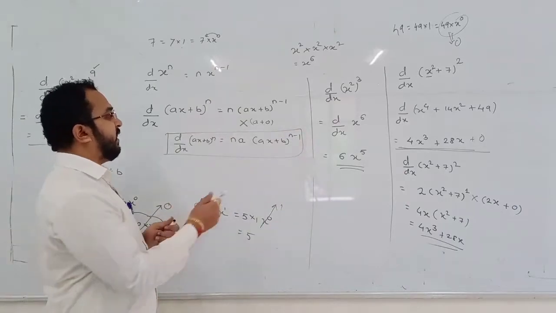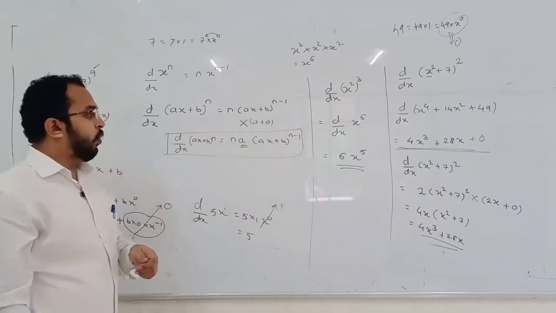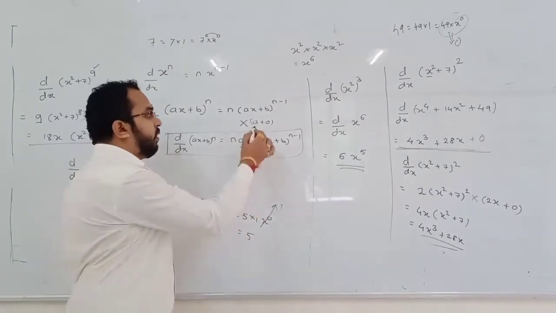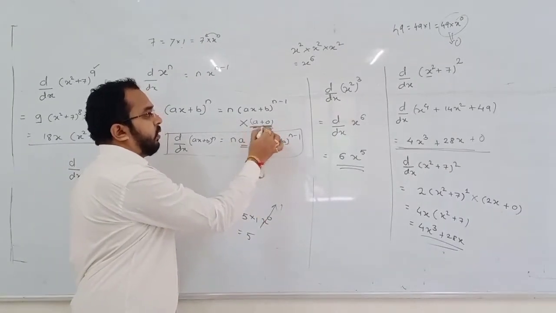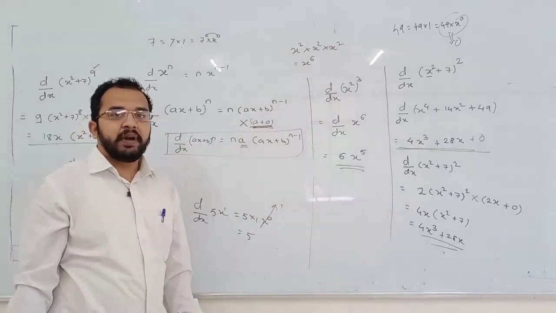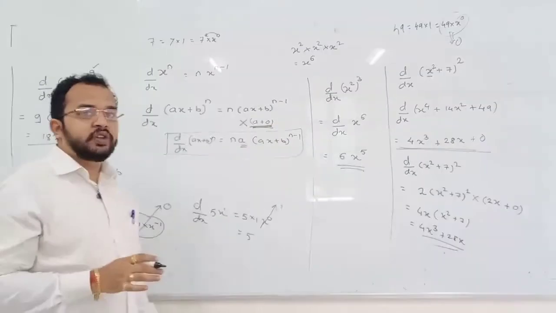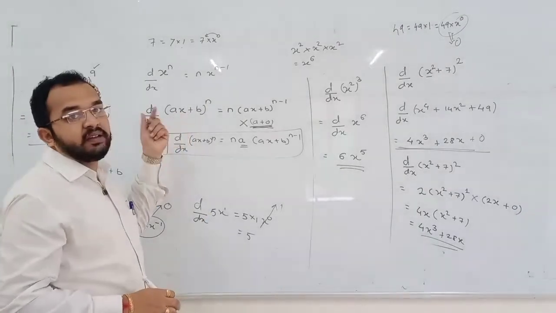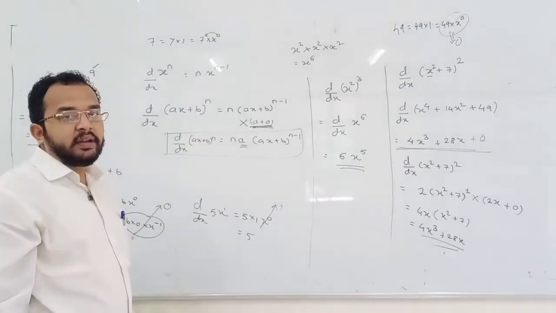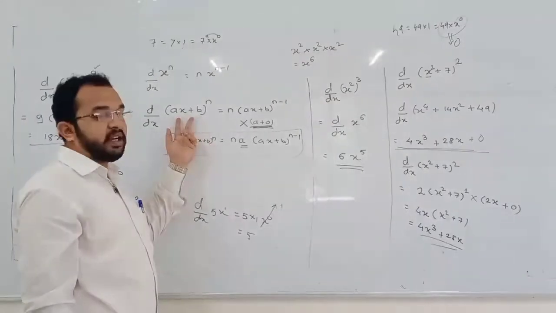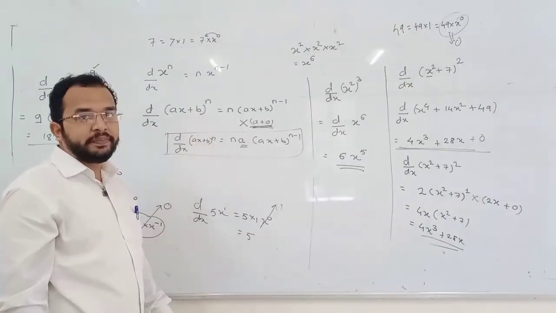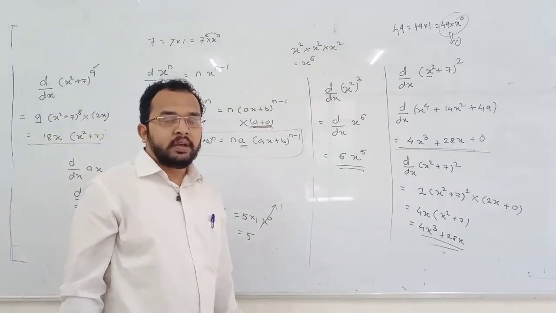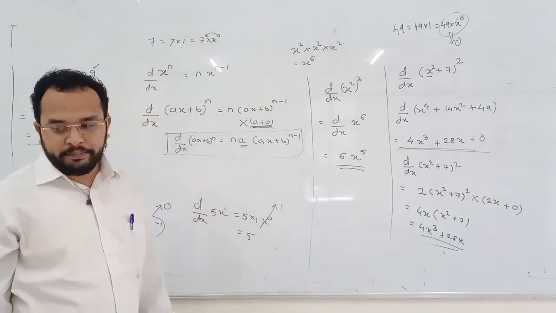Only the difference is this a, and this a appears by the chain rule. And why do we use the chain rule? Because here something other than x is given. Here something other than x is present, that is ax plus b, which is not x actually. If only x is there, then no problem.